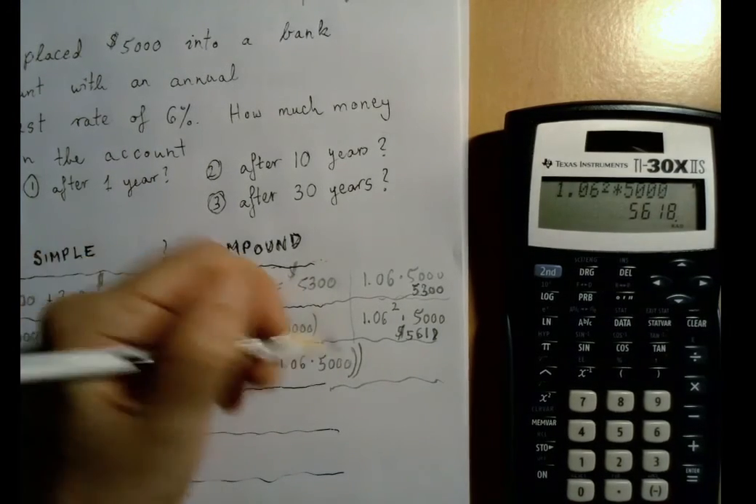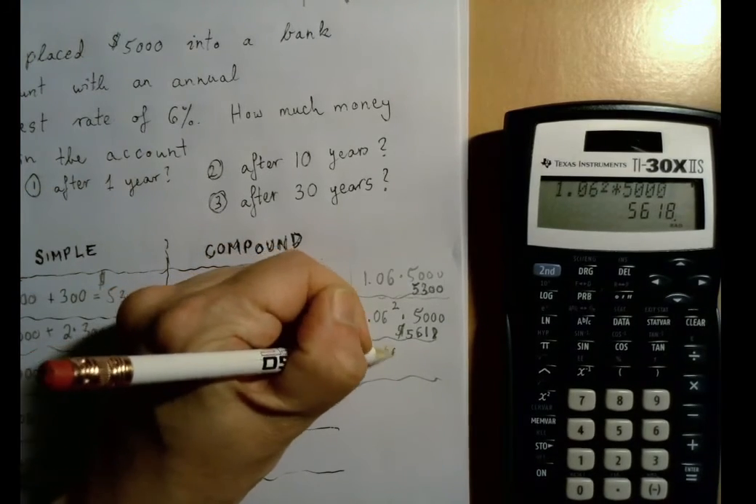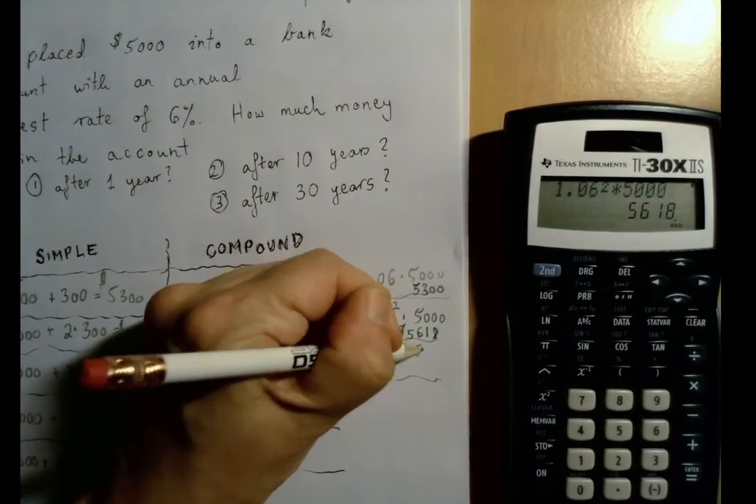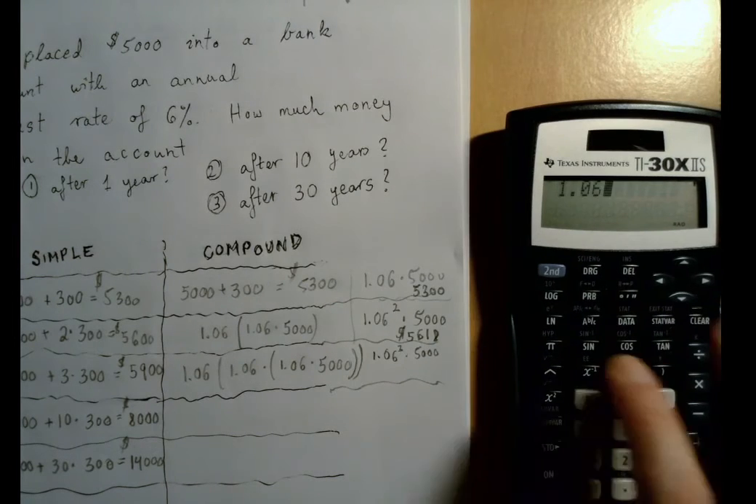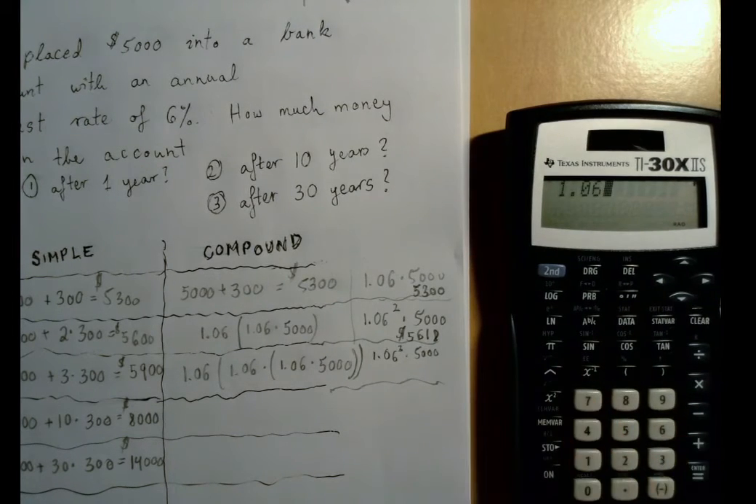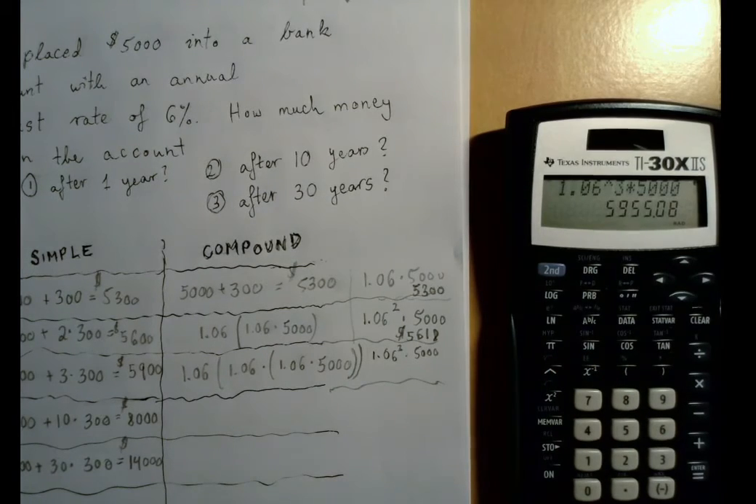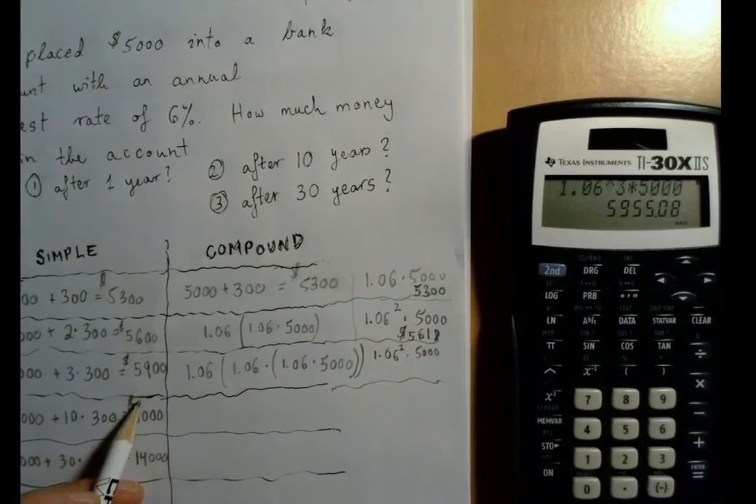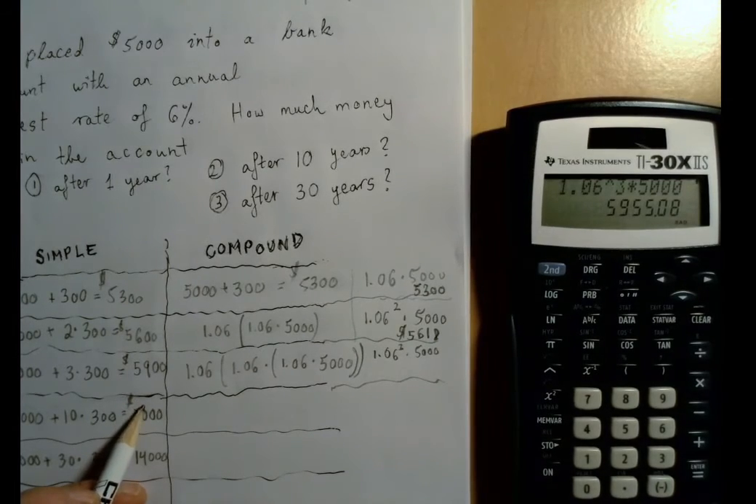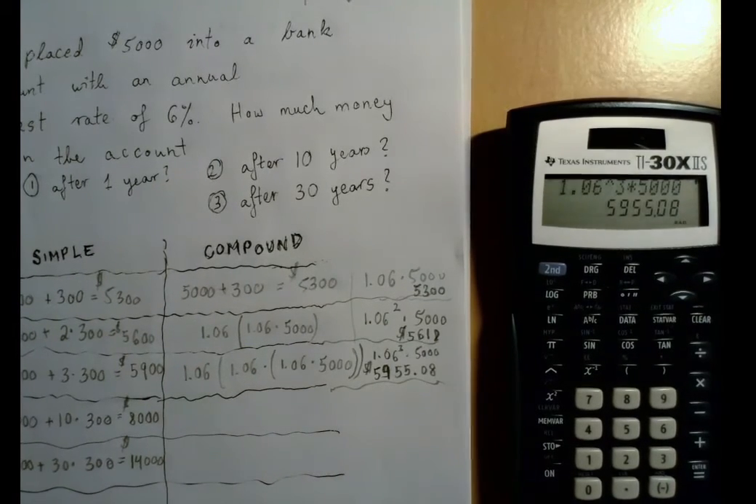Now this here would be 1.06 to the third power times 5,000. Now numbers will stop being nice. When that happens, we should round correctly to the nearest penny. This button here is your exponent button. It's like an upper arrow. So instead of 5,900, now we have $5,955.08.